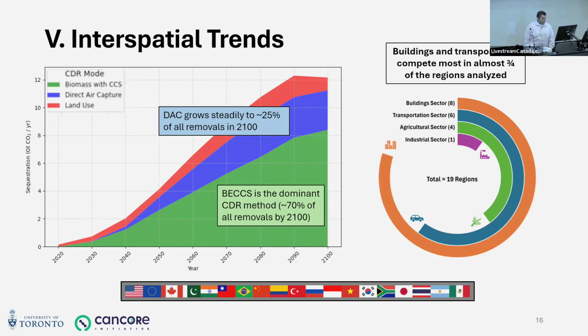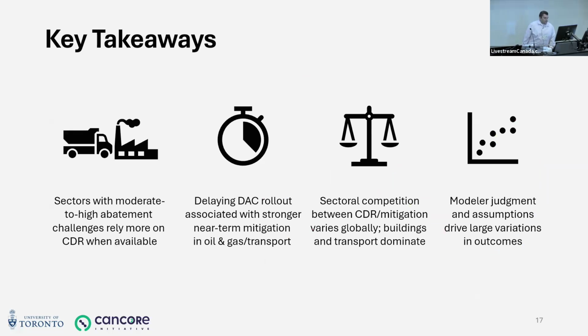Okay, so to summarize some of the key takeaways, first, sectors facing moderate to high decarbonization costs or technological barriers to decarbonization tend to rely more on CDR when it's available. This is true for both Canada and across the globe. Second, delaying DAC rollout is associated with stronger near-term mitigation. We saw this mostly in oil and gas, light transport, and medium and heavy transport.